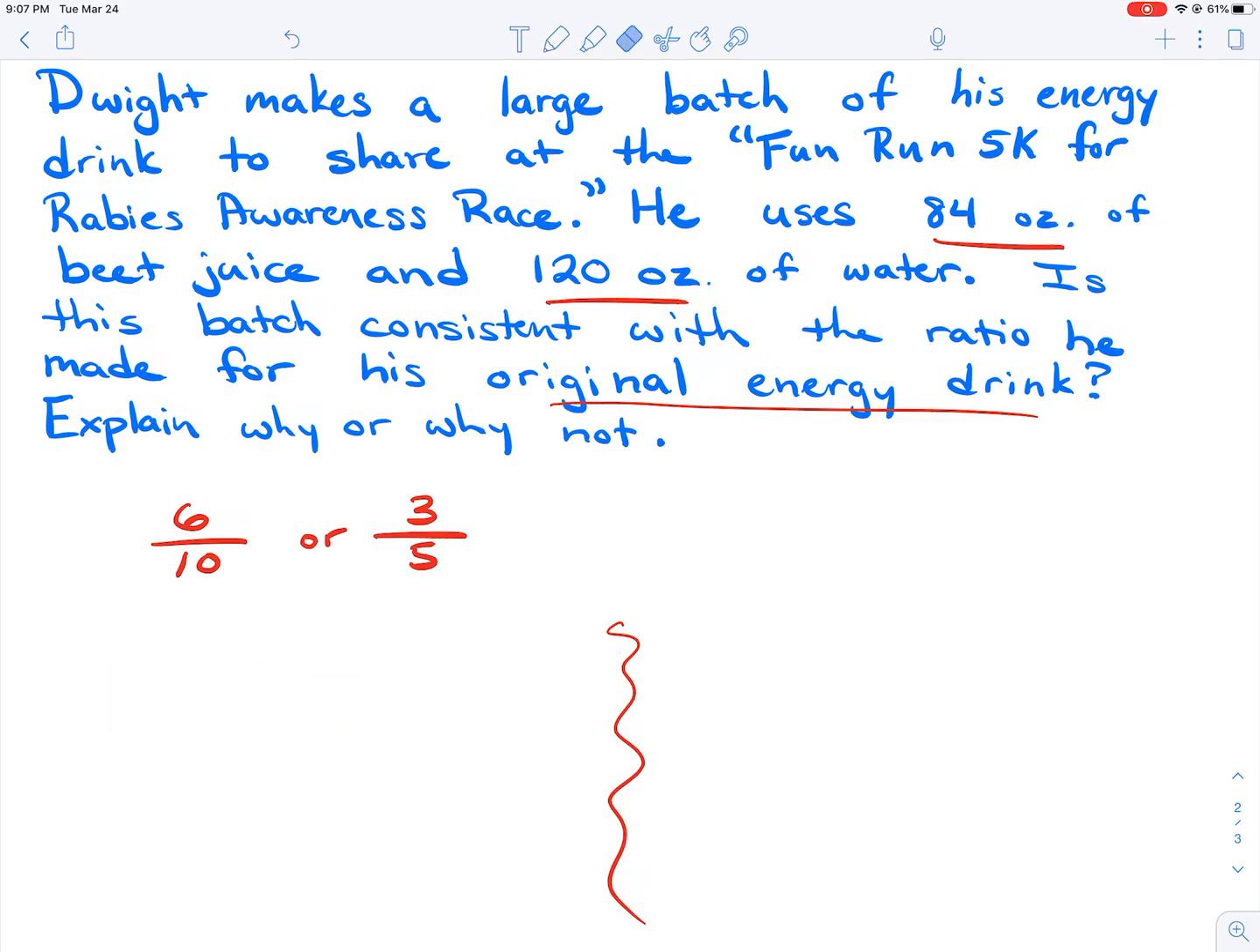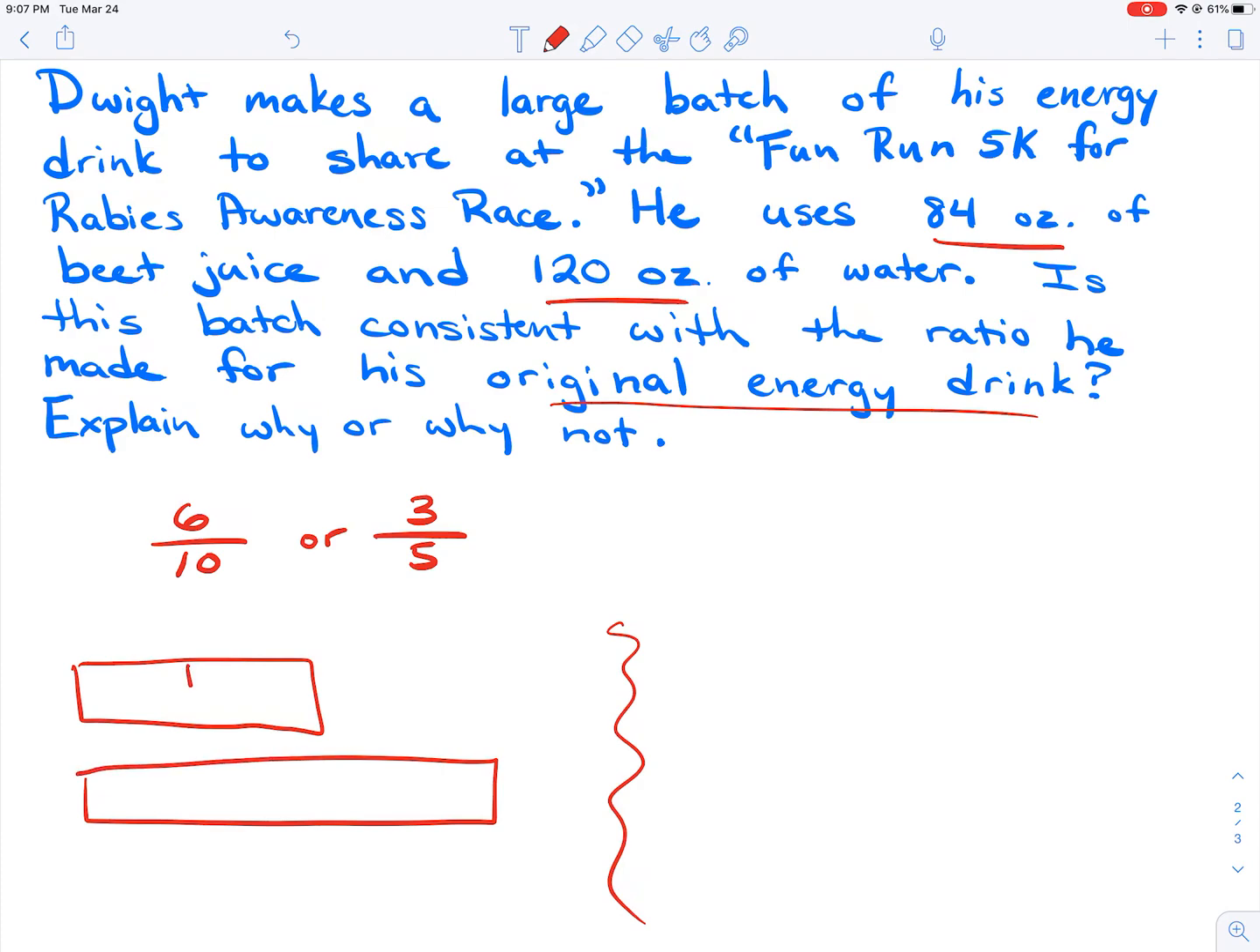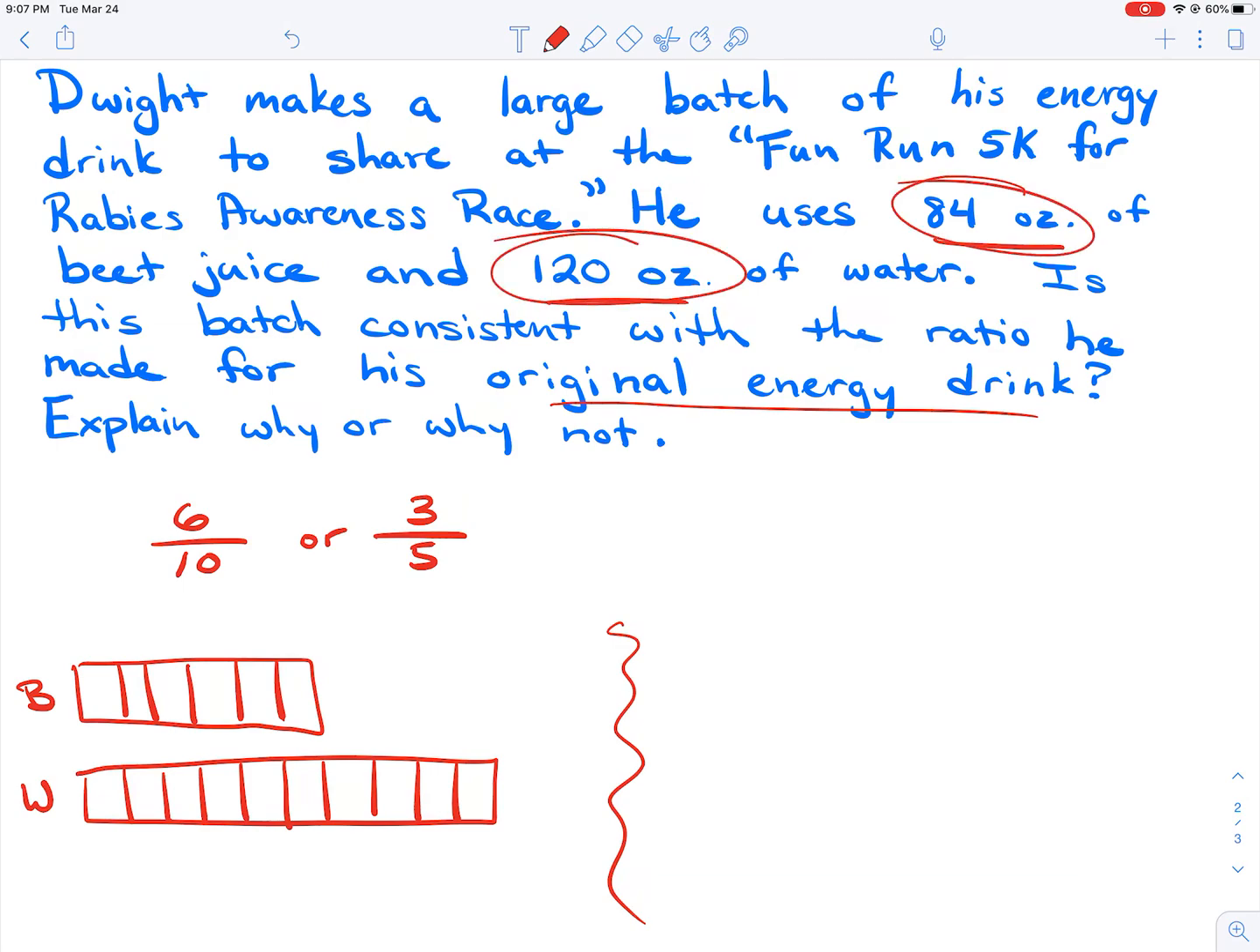Oh, I screwed that up. Let's make that a little smaller. Try that again. 6 to 10. 1, 2, 3, 4, 5, 6, 7, 8, 9, 10. So this would be beet juice to water. And if we're going to use the new ratio that Dwight's given us, it's saying 84 ounces of beet juice and 120 ounces of water.